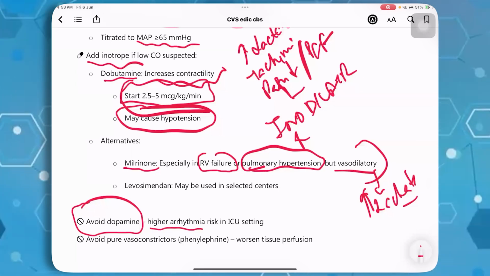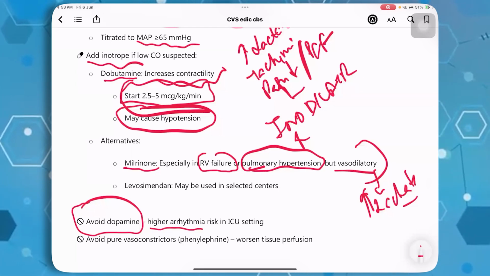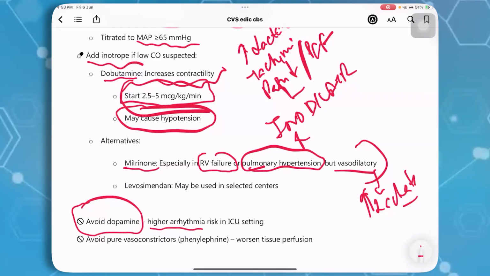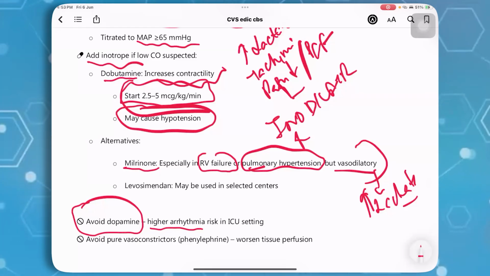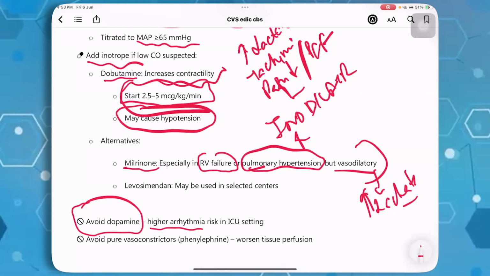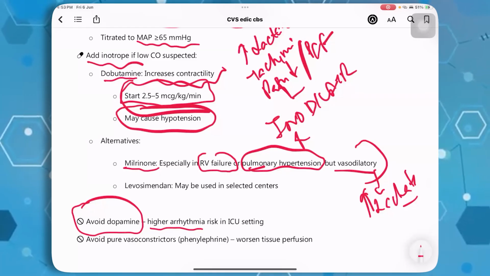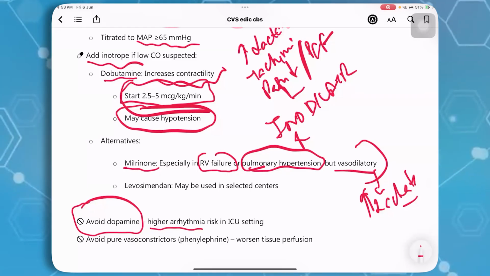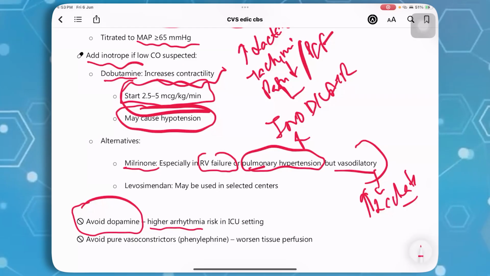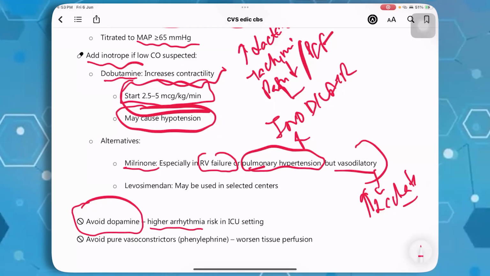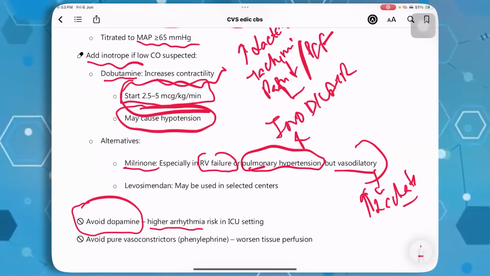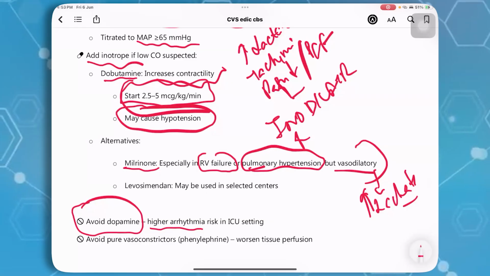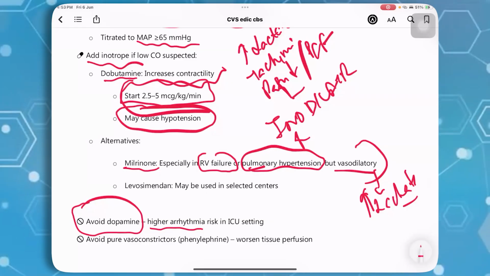Then avoid pure vasoconstrictors like vasopressin, like phenylephrine. Why? Because they risk causing coronary vasoconstriction, also worsening ischemia of the cardiac muscle.